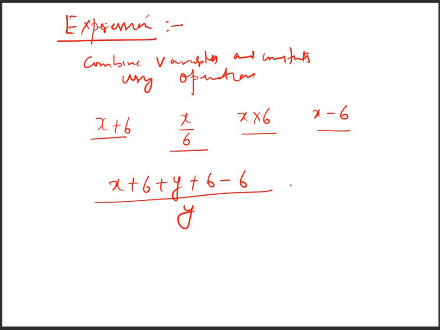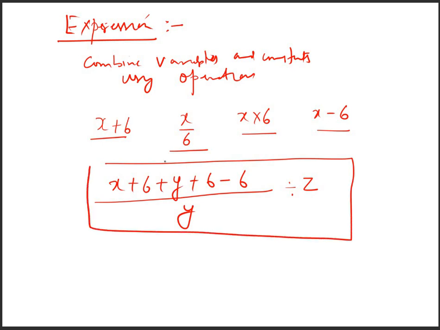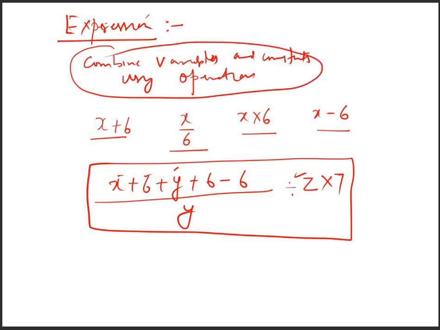For example, here. Now, this is another expression with X, Y, and Z as variables and 6 as a constant. And the mathematical operations that are involved are positive, negative, and divide. I can do anything. If I say divide by 7, another operation, multiplication, can also be added. So in a nutshell, when you combine variables with operations, it becomes an expression.